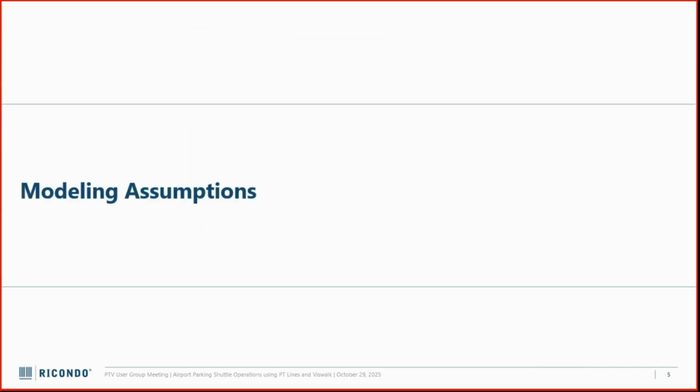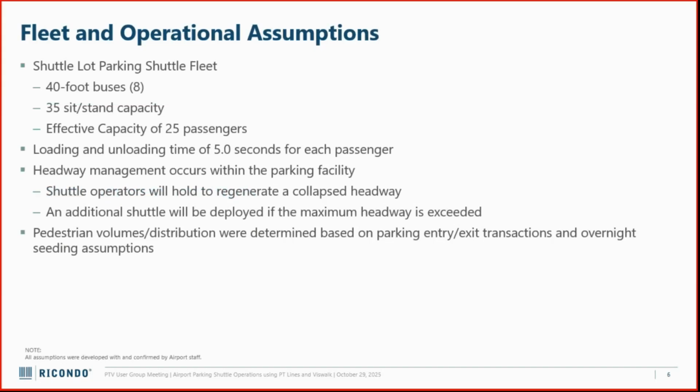Some of the modeling assumptions that we used were 8 shuttle 40-foot buses, and the airport had 8 of them with a 35 sit-stand capacity. However, the airport wanted us to be very conservative with this since it is an opening day operation. They wanted to ensure there were no hiccups throughout any peak hour. So they wanted us to be conservative on this capacity.